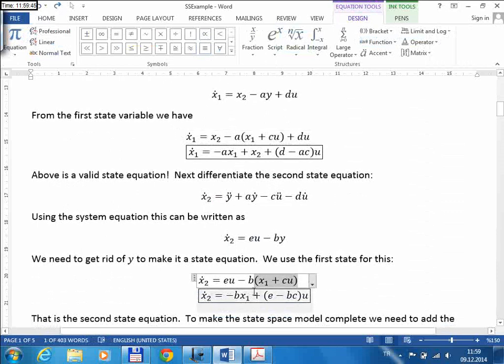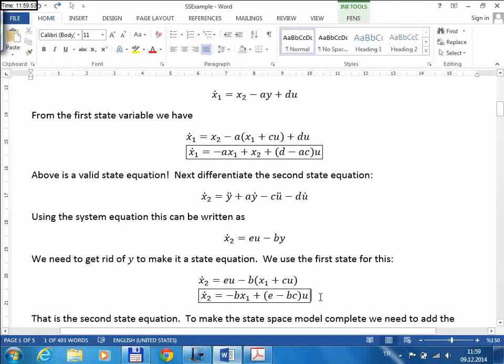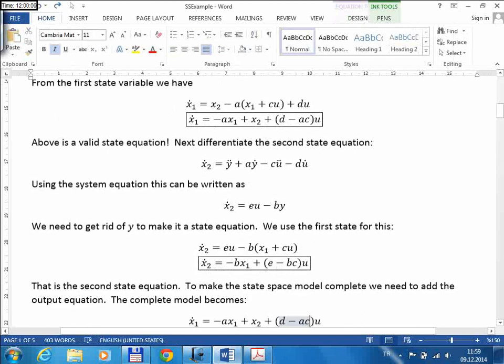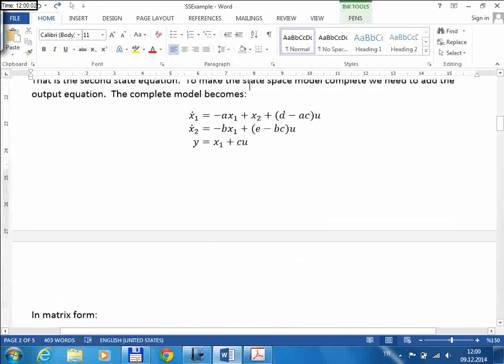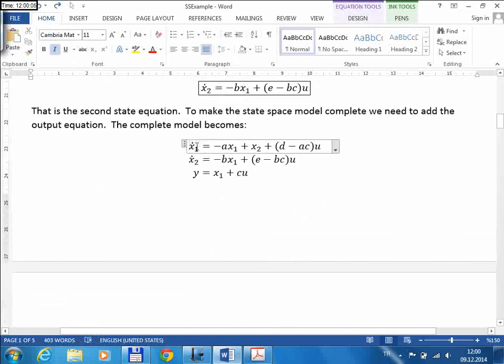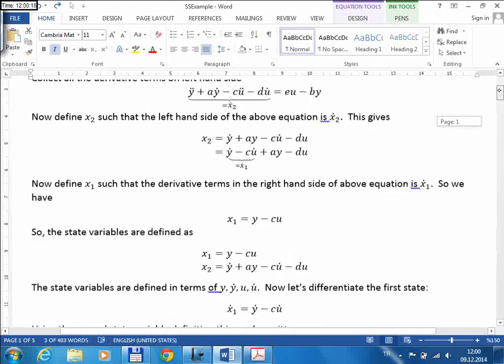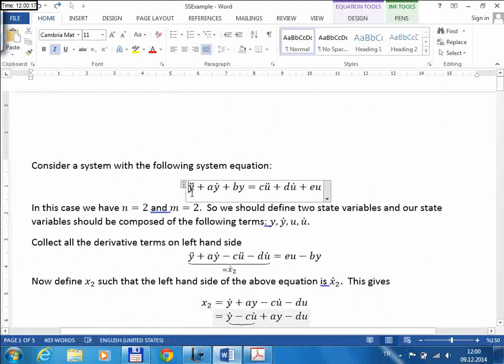And if I open that parenthesis, the second state equation becomes minus b times x1 plus this times u. Okay, again, this is a valid state equation because there is no y, no derivative terms. So if I collect them together, this becomes the state space model for that system. So these are the two state equations, and this is the output equation. So this model represents the original system exactly without any approximations.